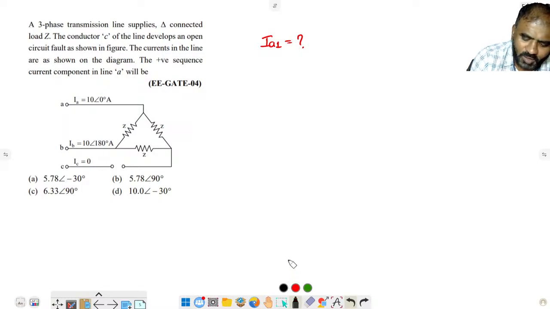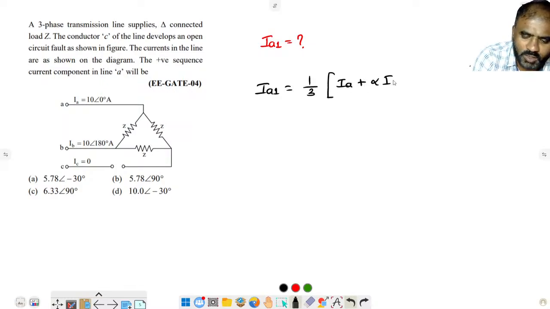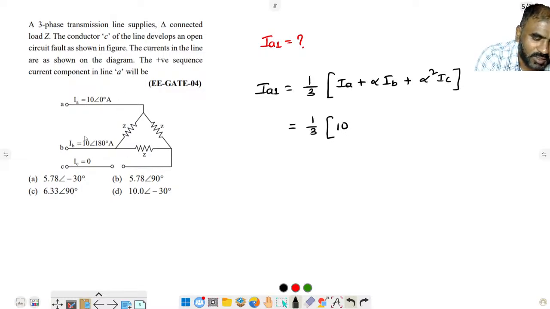We have a formula for IA1, right? What is the formula for IA1? 1 by 3 times IA plus alpha times IB plus alpha squared times IC. IA is 10 at an angle 0, which means 10. IB is 10 at an angle 180, which means minus 10. So we get plus 10 and minus 10 alpha.